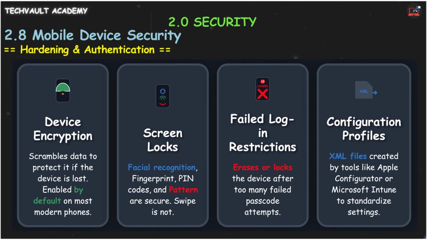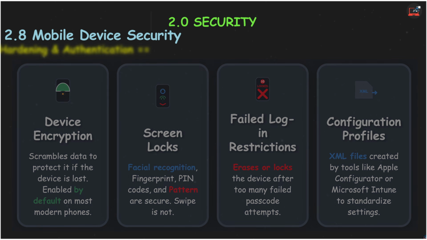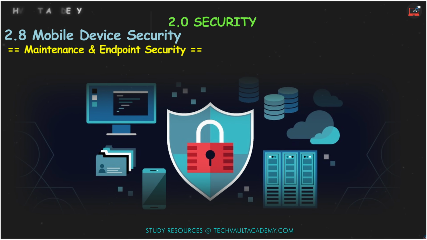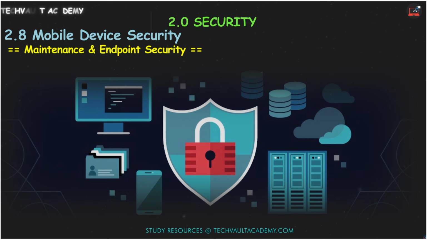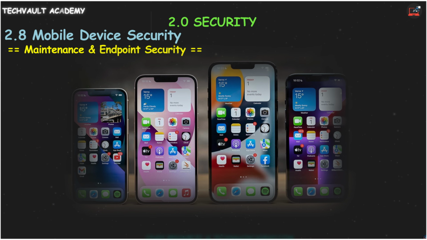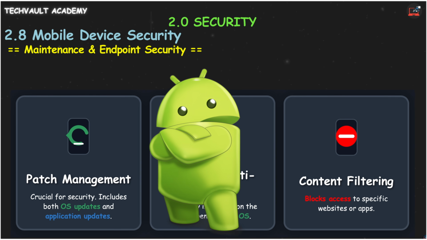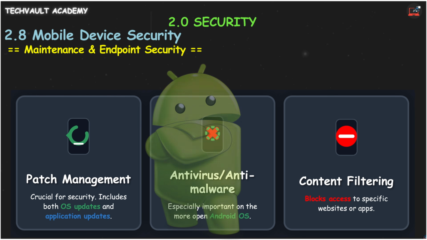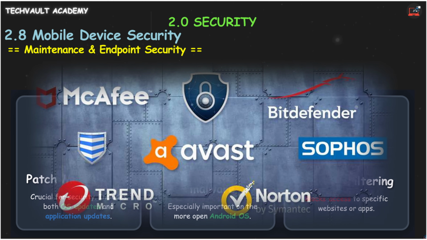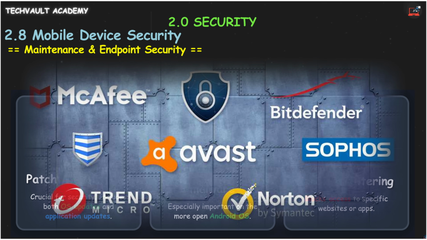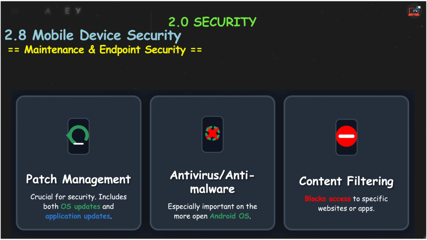These patches often fix critical security vulnerabilities, so keeping everything up to date is one of the easiest and most important things you can do. Endpoint security software also plays a key role. While Apple's iOS is a closed environment where apps only come from the App Store, Android is more open, making it more susceptible to malware. Antivirus and anti-malware apps are available for both platforms to add a layer of protection. You can also use content filtering to block access to specific websites or applications.